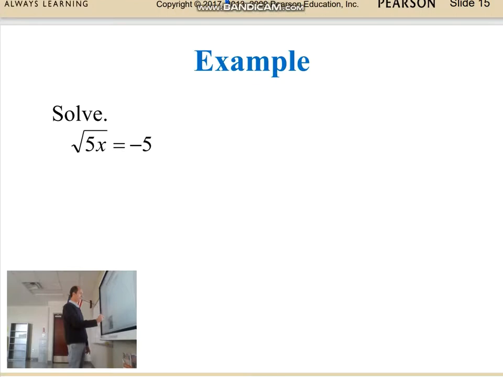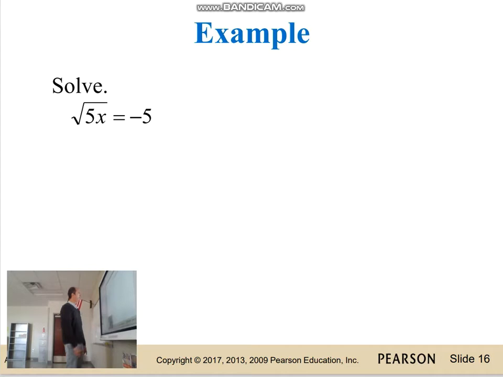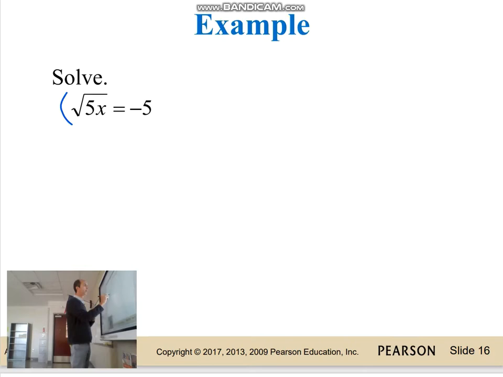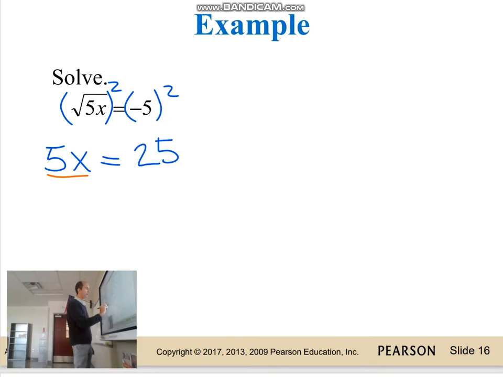Now, another problem, solve: square root of 5x equals negative 5. And this is going to be interesting. Let's check it out. Apply the square on both sides of the equation, and then we have 5x equals negative 5 squared, which is 25, right? Divide both sides by 5, you have what? x equals 5.